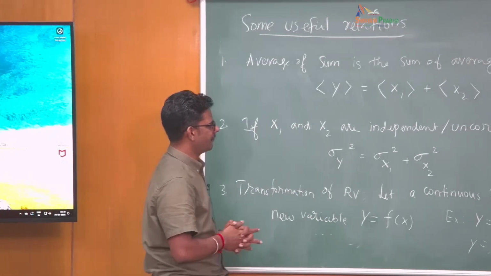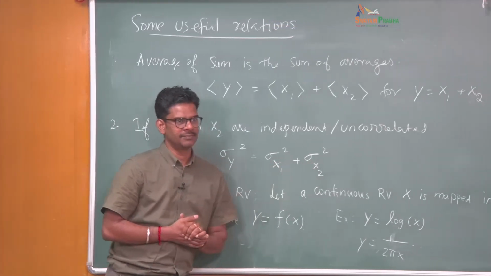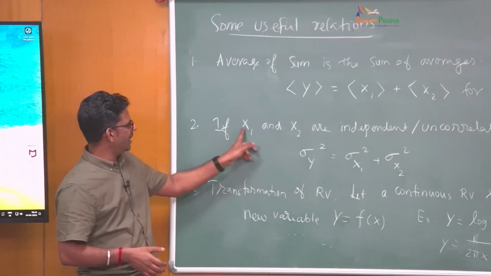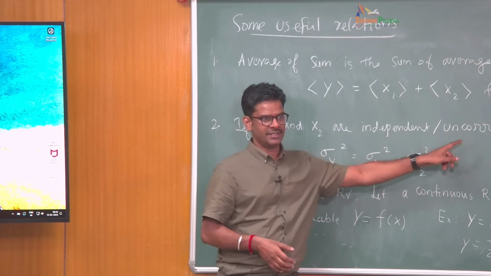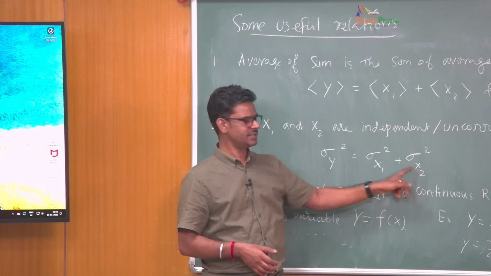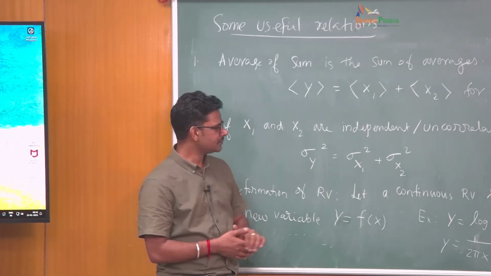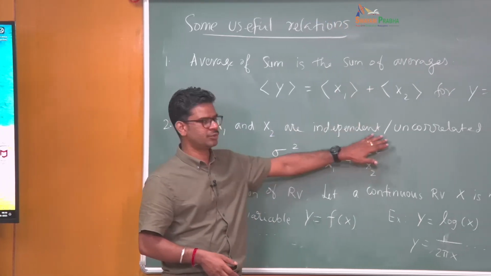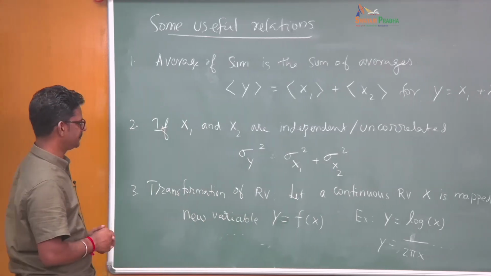Whereas when we look at the variance, only if x1 and x2 are independent and uncorrelated can you add up the individual variances for the sum. The first statement about the mean is always true. This one is only true when the variables are uncorrelated.